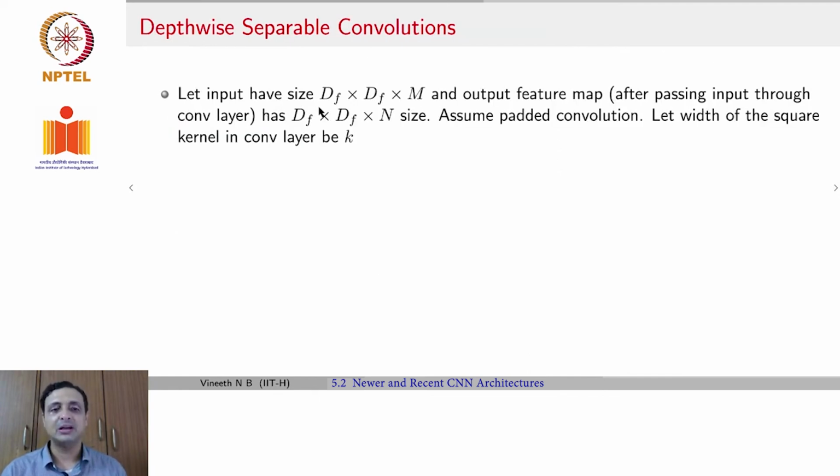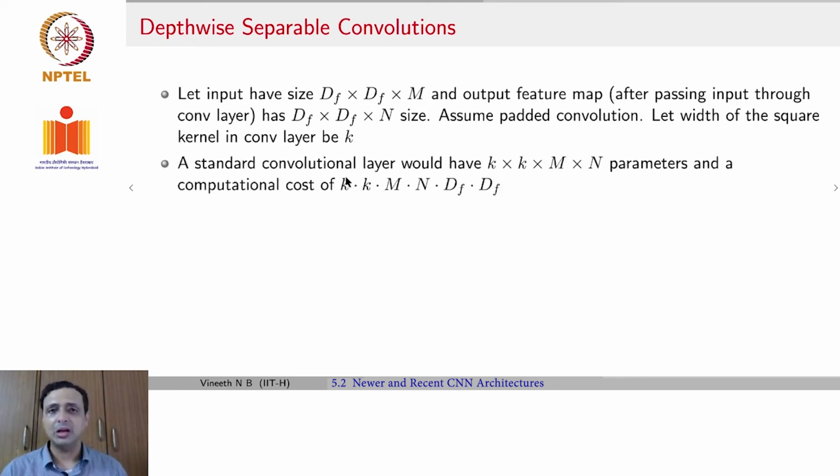Assume that the input is Df cross Df cross M and the output feature map after a conv layer is Df cross Df cross N, assuming that the size did not reduce. Now, assume padded convolution to ensure that the size does not reduce. Now let the square convolution kernel be K cross K. In a standard convolutional layer, this would have K cross K cross M cross N parameters, because you would have K cross K for the filter size and M for the depth, and N such filters. And the computational cost would be K into K into M into N into Df into Df, because that's the width and height of the input.